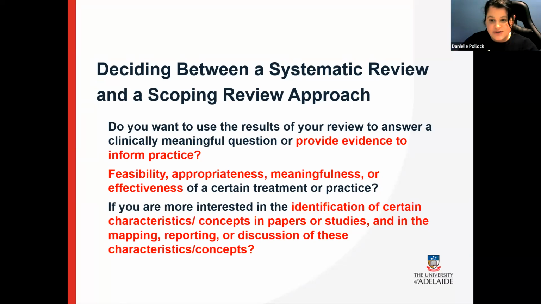However, if you are interested in the identification of certain characteristics or concepts in papers or studies, and in the mapping, the reporting, or the discussion of these characteristics or concepts, then a scoping review would probably be your right choice. So always ask yourself these questions prior to undertaking any review. And sometimes what I have is a question posed as a scoping review, and I ask, can we change this to a systematic review question? So always think and reflect on what work you actually want to do, who you want to target this work for, and what you want it to achieve.